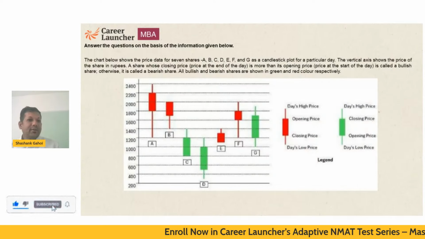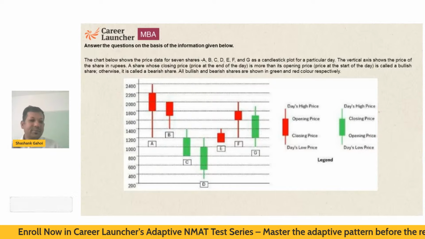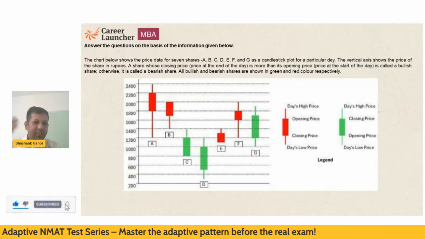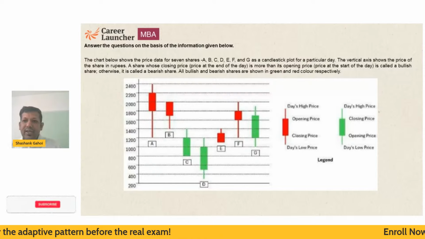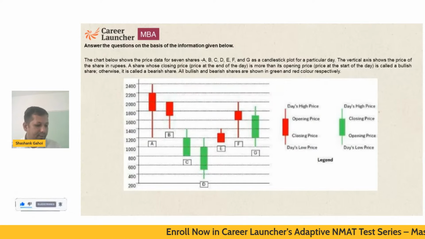Now this is the chart below that shows the price data of 7 shares A, B, C, D, E, F, and the vertical axis shows the share price, up and down. If it is greenish, then it is bullish. If it is red, that is bearish. Okay.